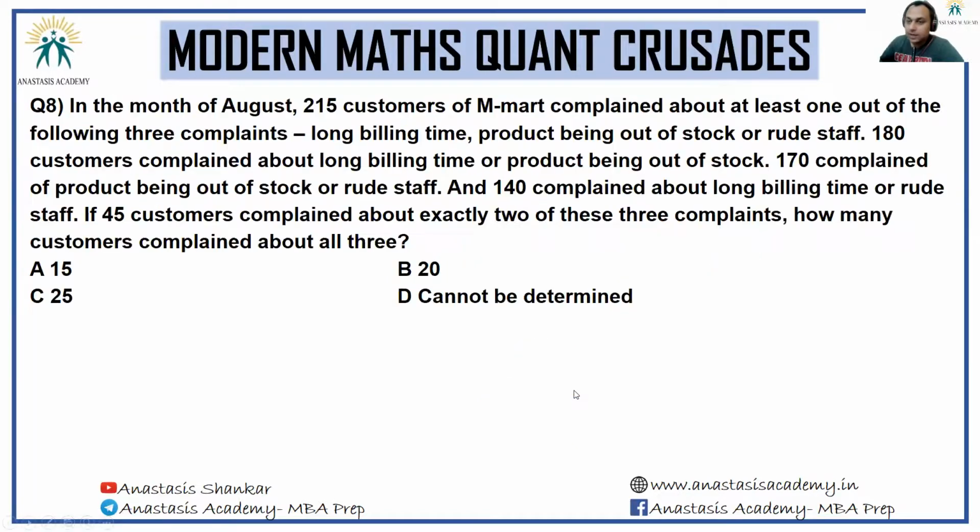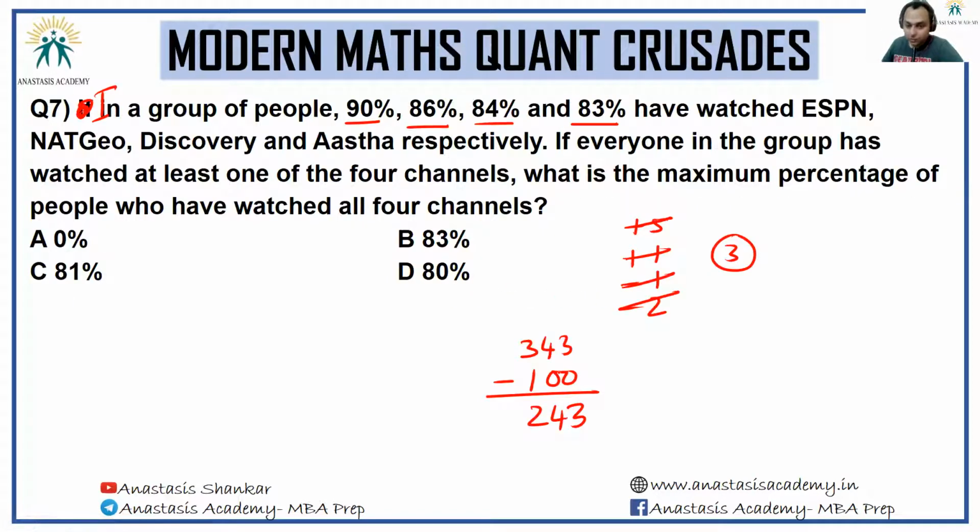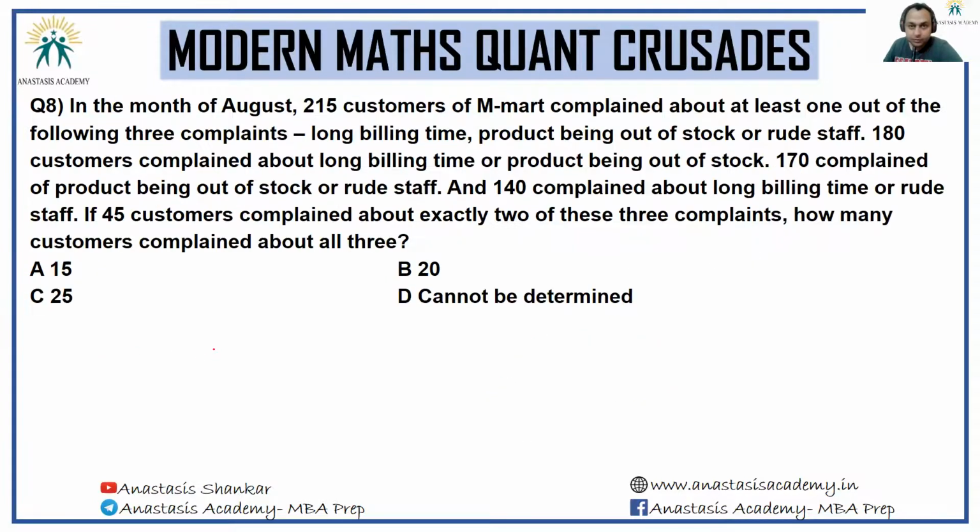Basically, first you are giving out 1 flag to every person. Now you're left with 243 surplus flags. Because you want to maximize people who are watching all channels, you'll divide this by 3 and you'll get 81 as your answer. Option C, 81% should work.